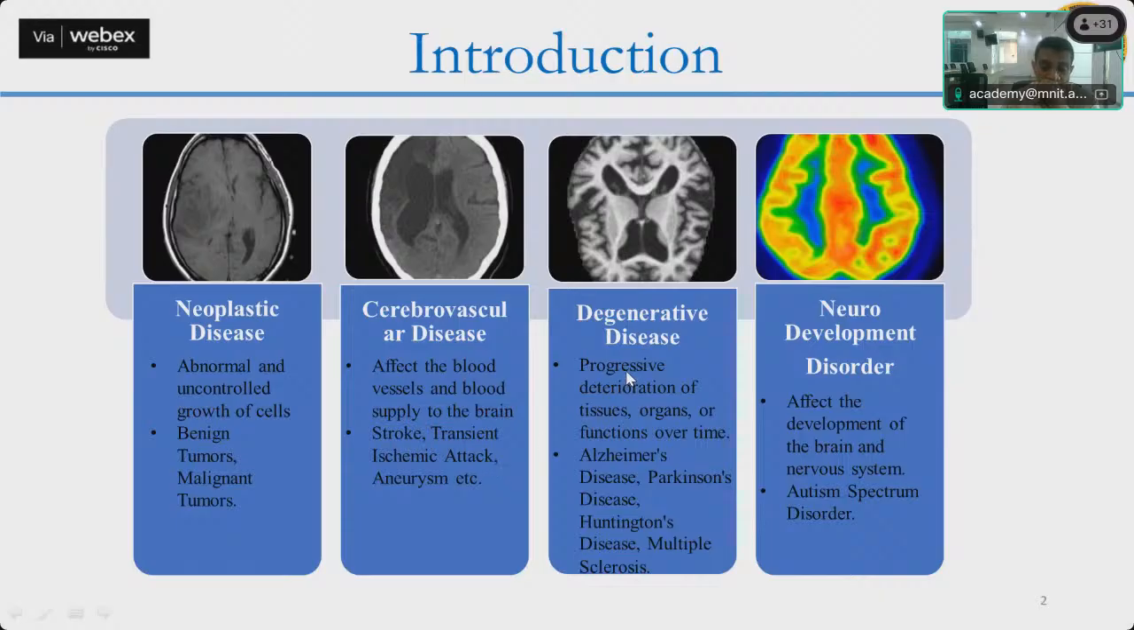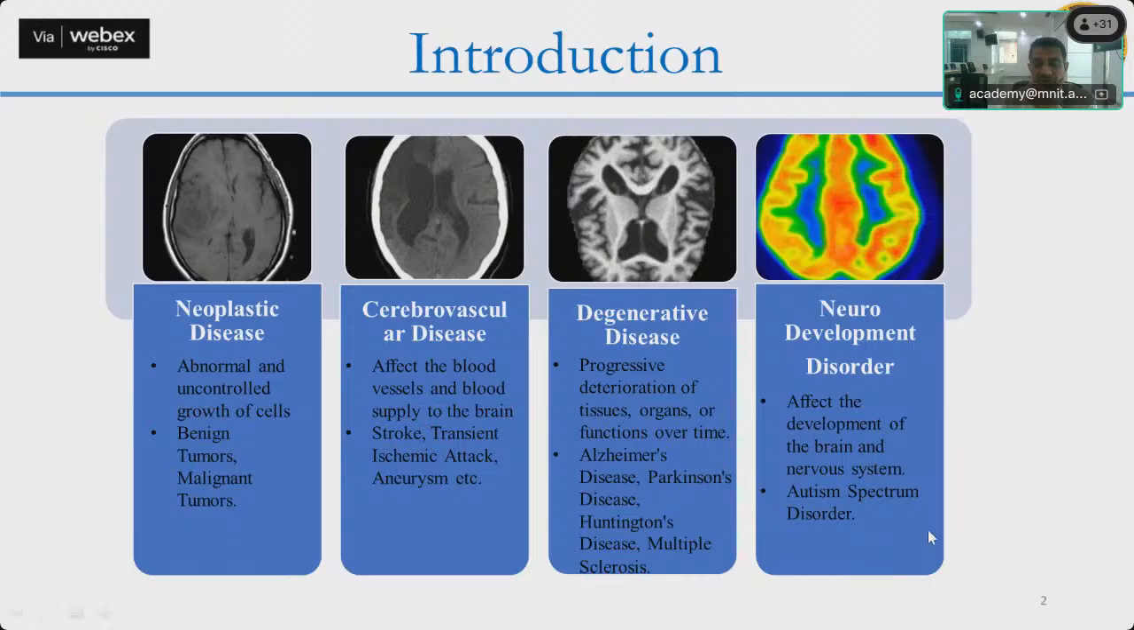Degenerative disease. Here, in degenerative disease, it is the most dangerous. Why? Because it leads to deterioration of tissues, organs, or functions over time. You know in which disease these type of problems occur, where you begin to forget things, not temporarily but at a permanent level. So Alzheimer's disease is there, Parkinson's disease, Huntington's disease, multiple sclerosis.